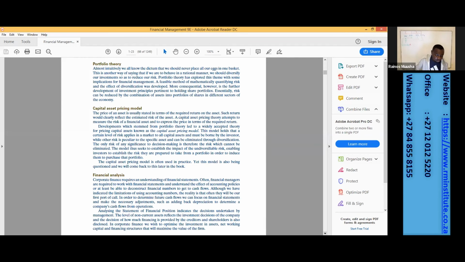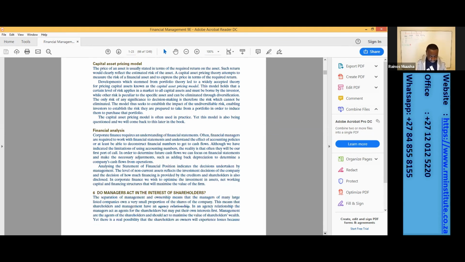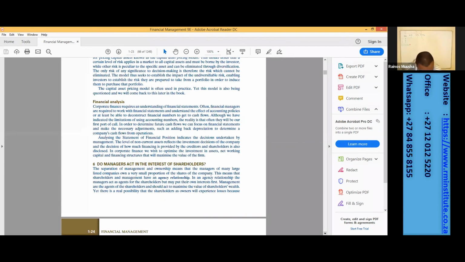We'll look at it later on in the chapters on risk and return to see exactly how the capital asset pricing model is linked to the assessment of the different investments, where we say that the required return is given as the risk-free rate of return plus the beta in brackets, market return minus the risk-free rate of return. I'm assuming that you've seen this model many times before when you were doing your undergrad in different modules as well.